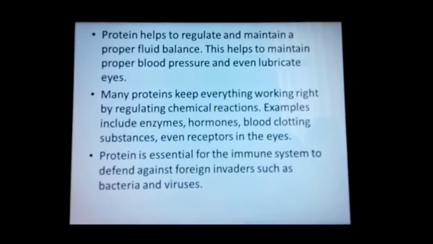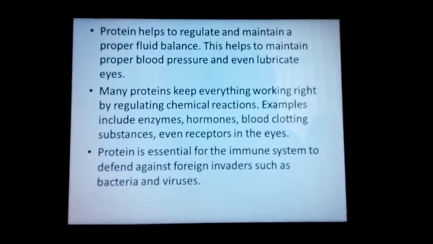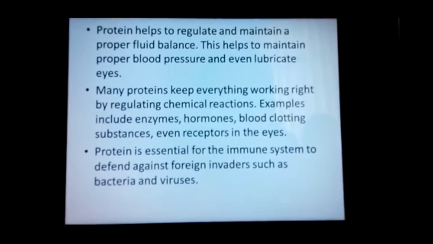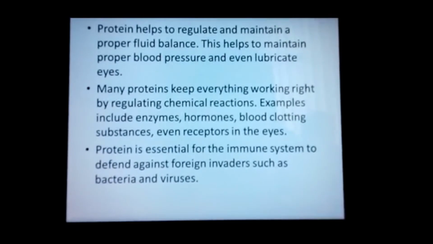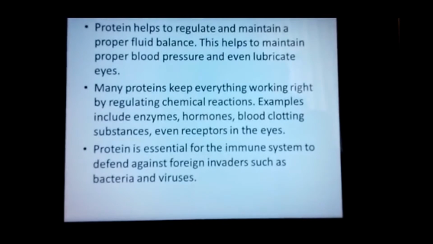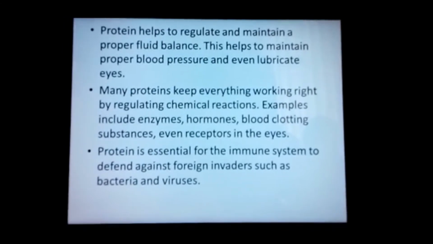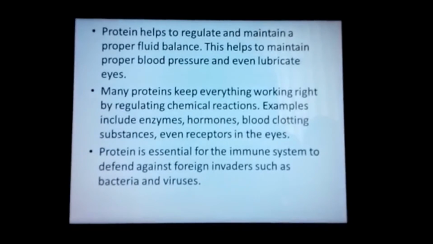Protein helps to regulate and maintain a proper fluid balance. This helps to maintain proper blood pressure and even lubricate eyes. Many proteins keep everything working right by regulating chemical reactions. Examples include enzymes, hormones, blood clotting substances, even receptors in the eyes. Protein is essential for the immune system to defend against foreign invaders such as bacteria and viruses.